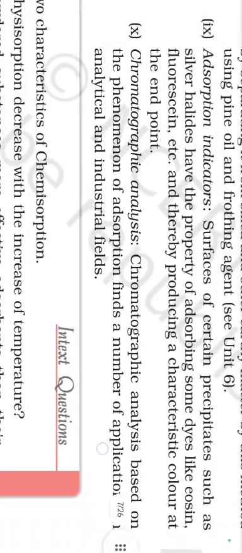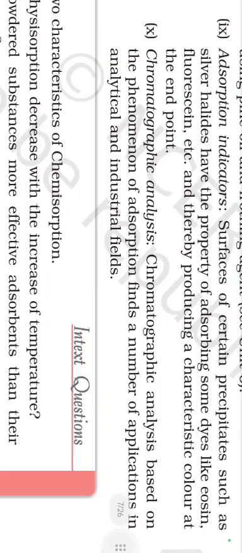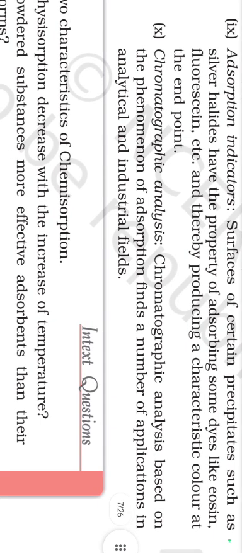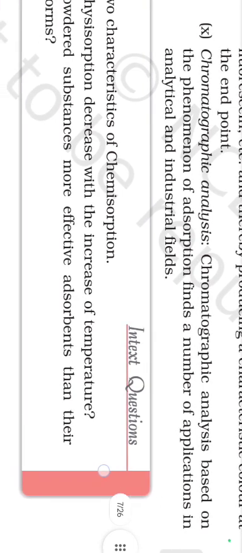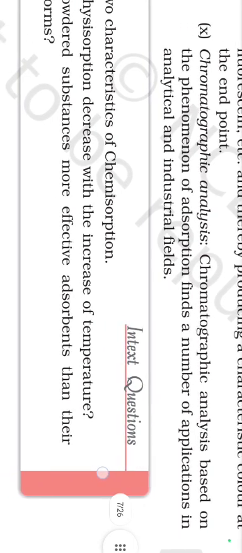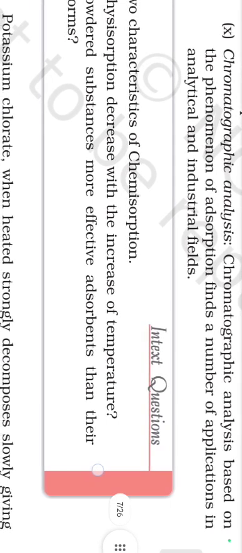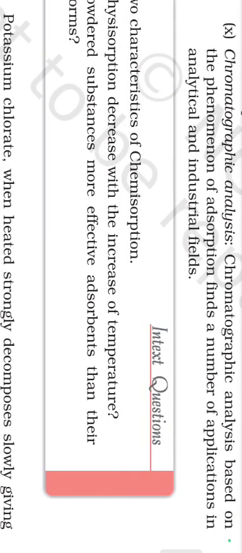See Unit 6. Ninth, adsorption indicators. Surfaces of certain precipitates, such as silver halides, have the property of adsorbing some dyes like eosin, fluorescein, etc., and thereby producing a characteristic color at the end point. Tenth, chromatographic analysis. Chromatographic analysis based on the phenomenon of adsorption finds a number of applications in analytical and industrial fields.